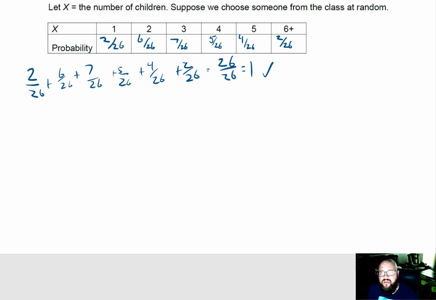And well, what's the other thing? We also have to make sure all the probabilities are between 0 and 1 to begin with as well, right? So with that, we can see that all these are a fraction of 26, so they don't go above 1. So with that, we're also good between 0 and 1.